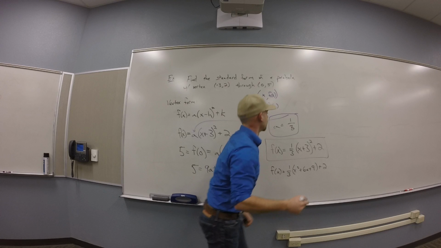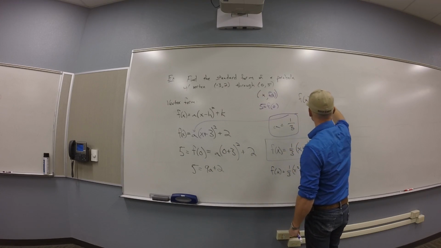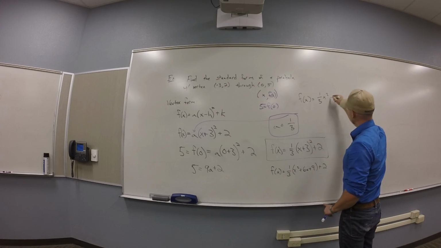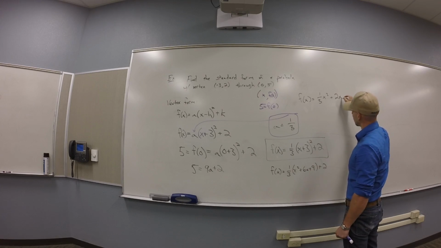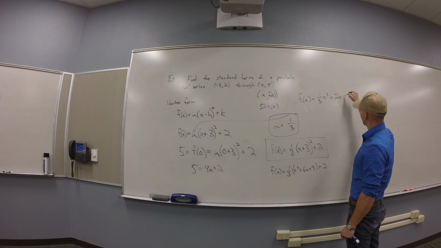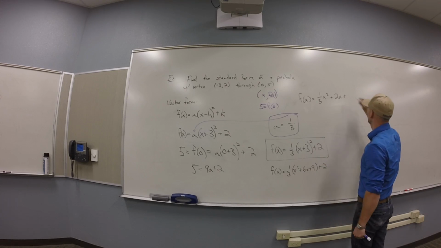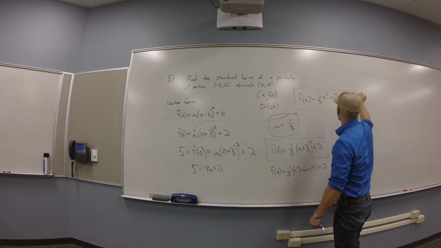Okay, so all told here, I think I get f of x is 1/3 x squared plus 2x, I think, plus 3 plus 2 is 5. Boom, done. Now we're done.